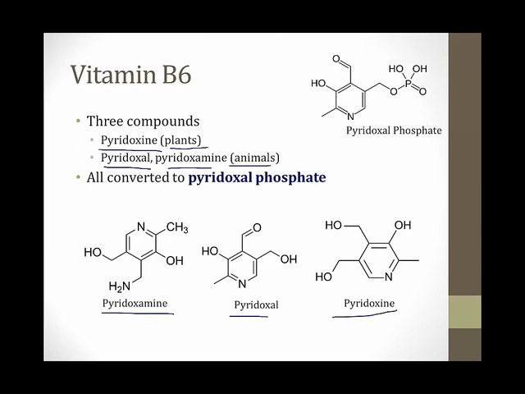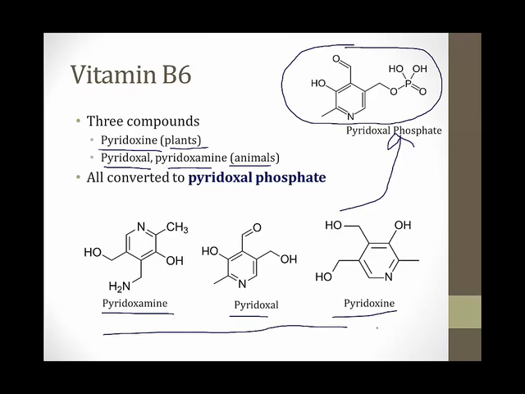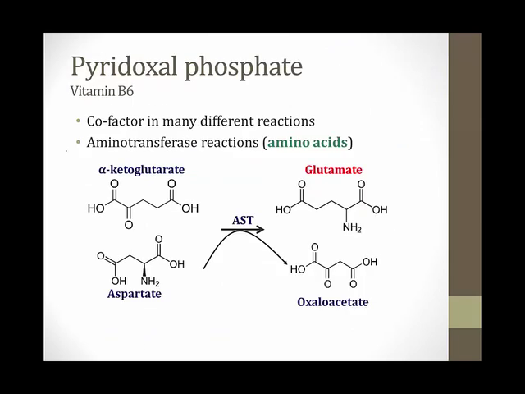And the reason that they can all work as vitamin B6 is because all three can be converted into pyridoxal phosphate, whose structure is shown on the screen here. This is the active form of vitamin B6, and it can be derived from any of these three structures on the screen. Vitamin B6 is very frustrating to study as a medical student because it's a cofactor in many different types of reactions. I'm going to go through some of these on the next few slides.